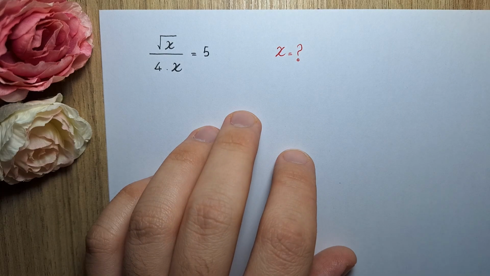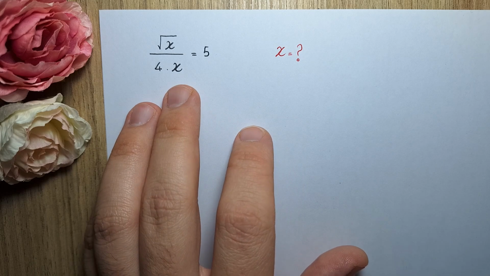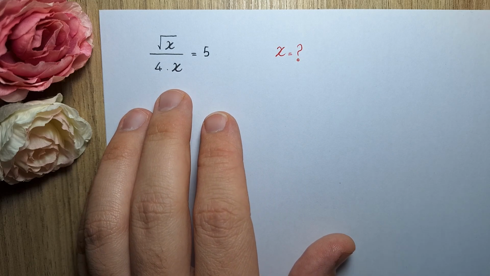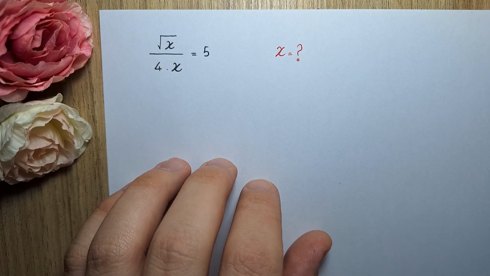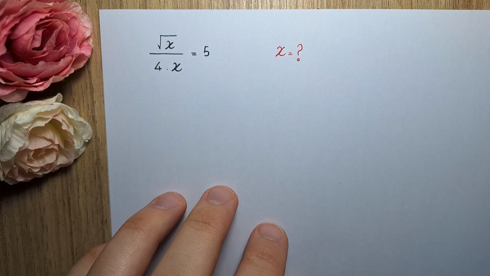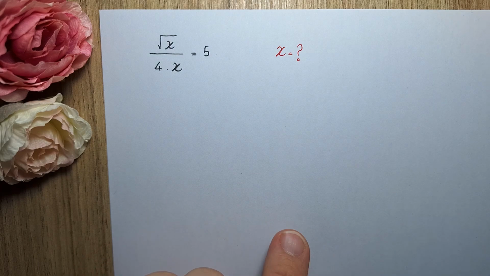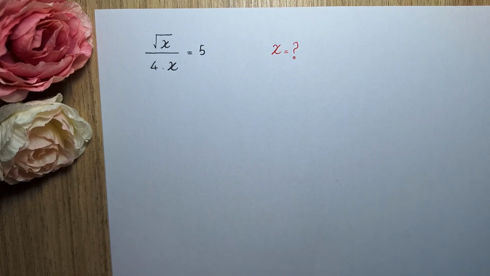In today's video we are going to solve this interesting math problem that says square root of x divided by 4x is equal to 5 and we want to find the values of x. Take a look at the problem and see if you can solve it before we do. Now let's jump right in.